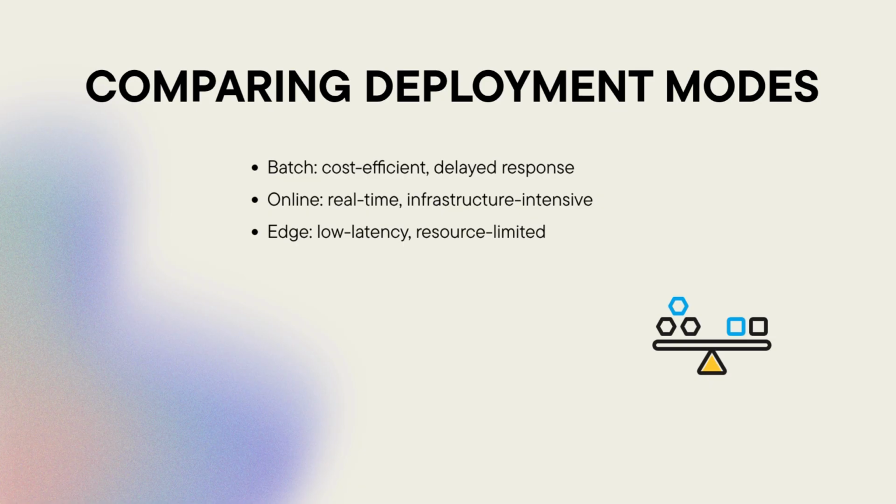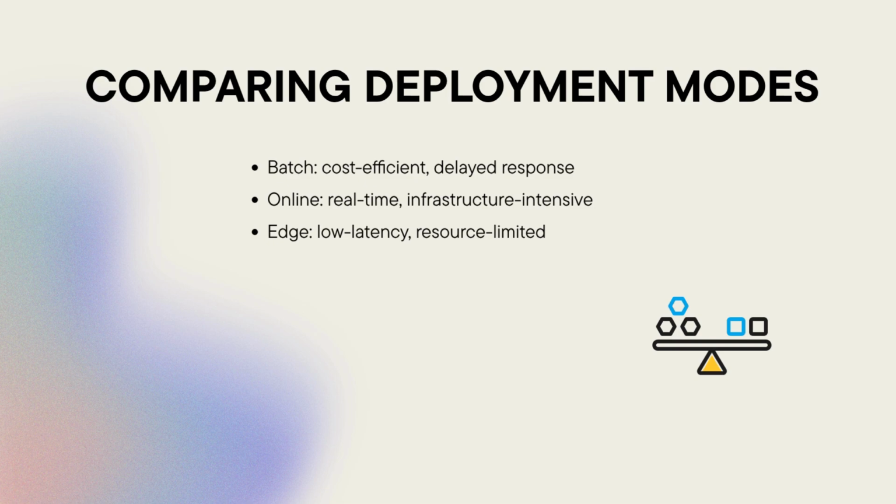So comparing deployment modes. Each deployment mode serves a different purpose. Batch deployment is efficient and cost-effective, but delayed, making it best for analytics and scheduled predictions. Online deployment enables real-time interaction, but demands powerful infrastructure and higher costs. Edge deployment minimizes latency and enhances privacy by running locally, but device constraints limit model complexity.